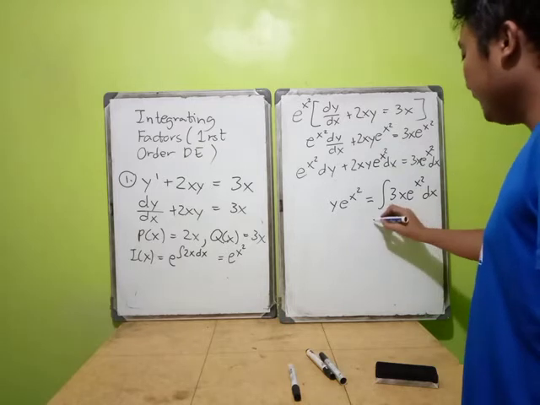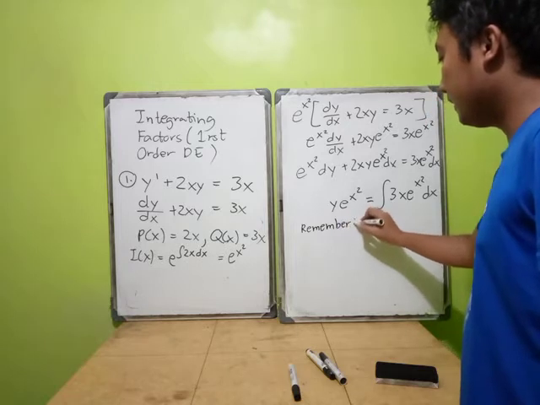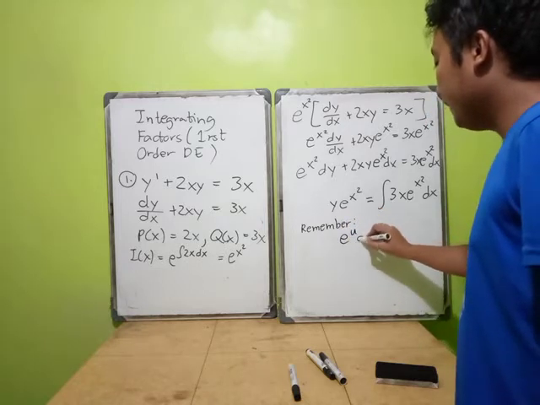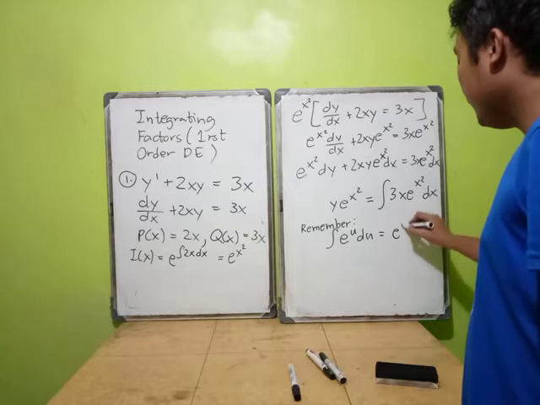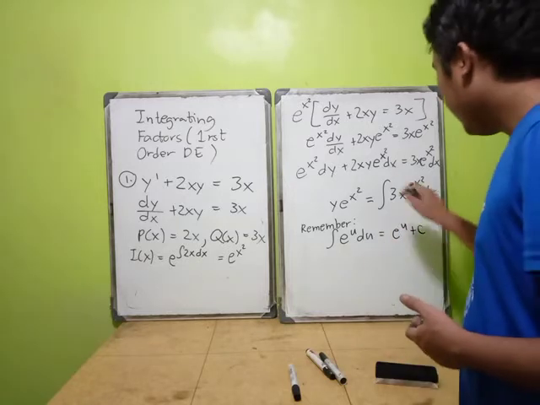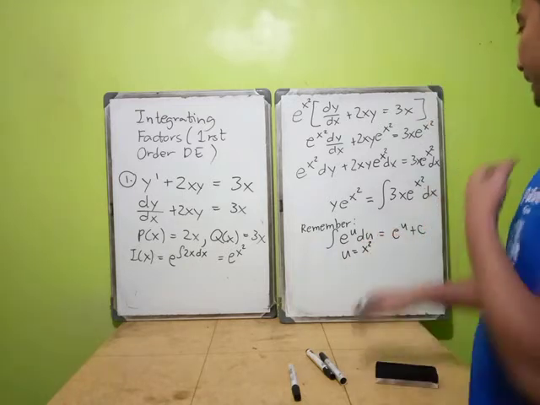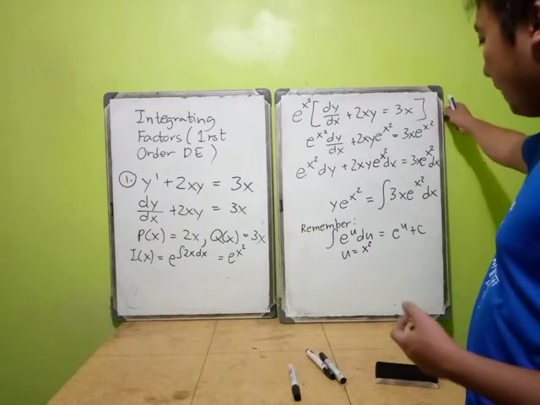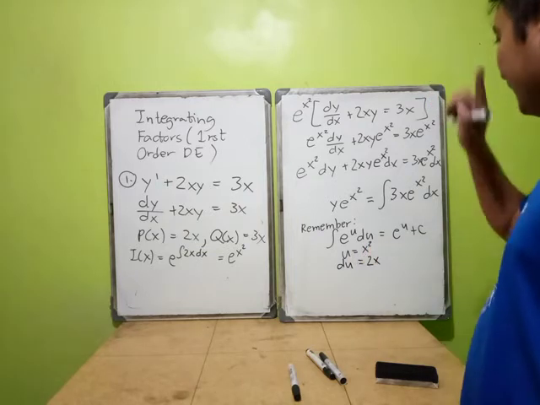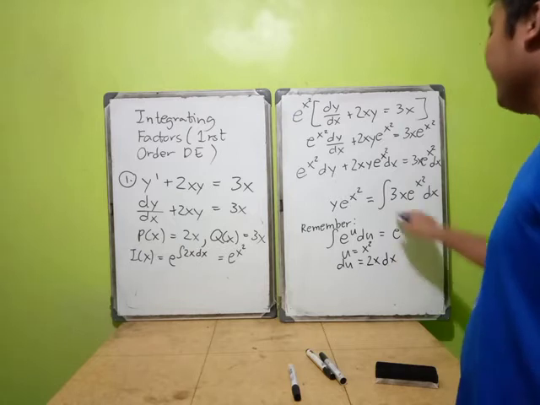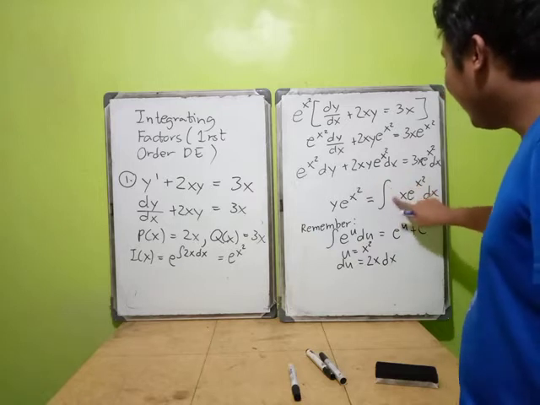And we all know, okay? Remember this. The integral of e to the power of u du is equivalent to e to the power of u plus c. And the u here is obviously x squared. So, our du is 2x dx. Okay? So, it should be 2x here. So, we have 3 here, so it should be 2 here.